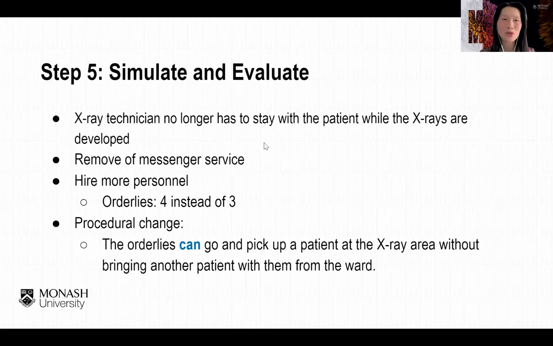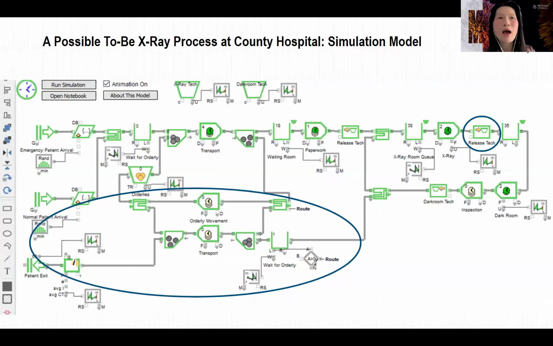According to the previous questions, they no longer need to wait while the X-ray is developed, we remove the messenger service totally, and we hire one more orderly, because this is what we call the bottleneck resource, constraining the whole process. And we also change the procedure so that they are not restricted to only picking up the patient. So just to quickly show you, this is the newly designed process.